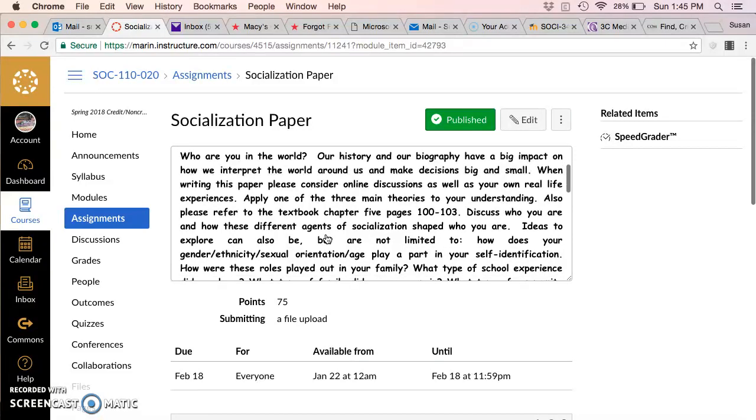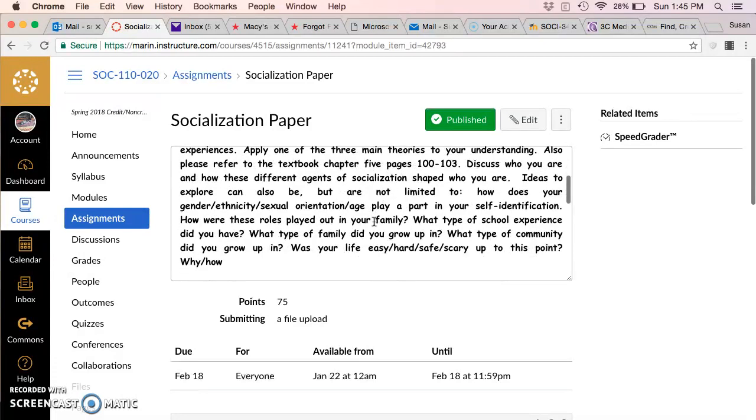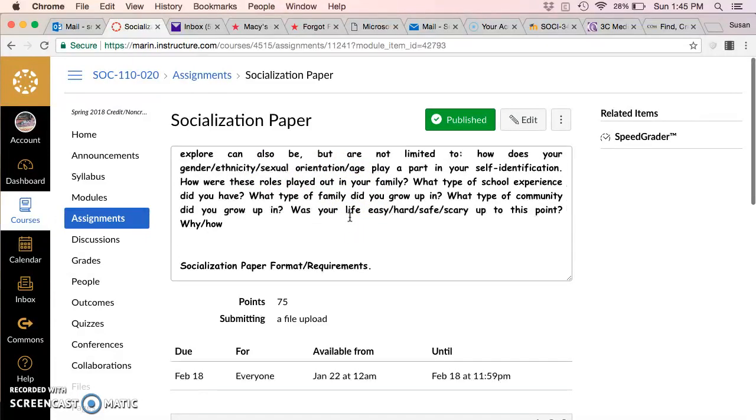And then you're also going to think about agents of socialization, like your gender, your family, your peer group, your schooling, all sorts of things, like what made you you. Those are on pages 100 to 103 in the book. You can think about all sorts of things in terms of what made you you, and you can answer the questions that are in this blurb.